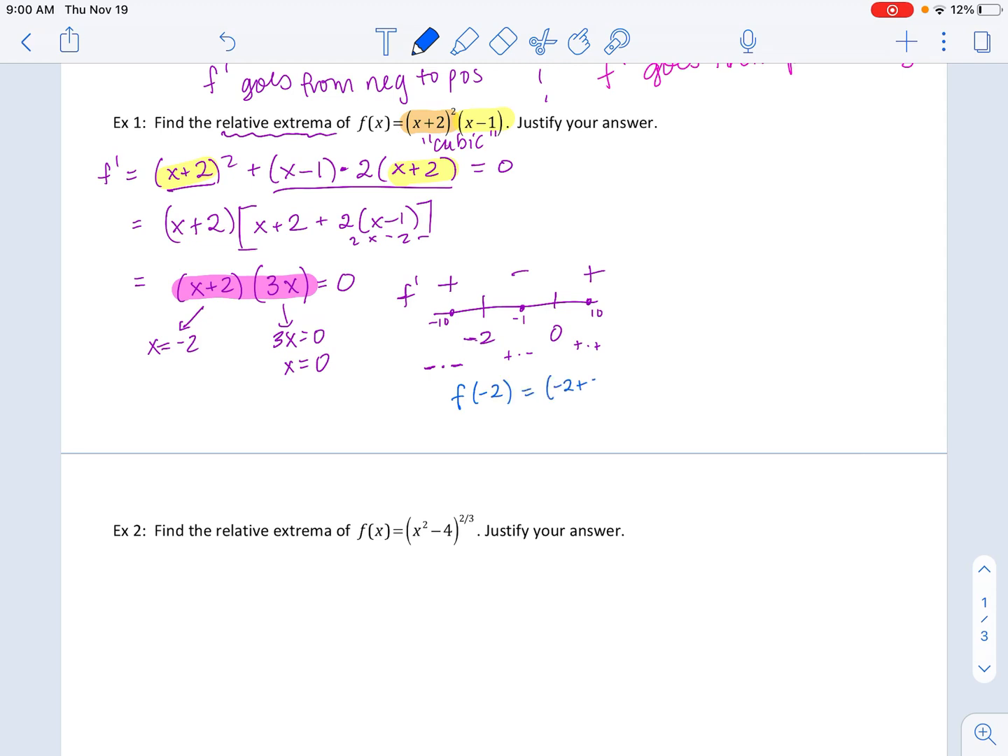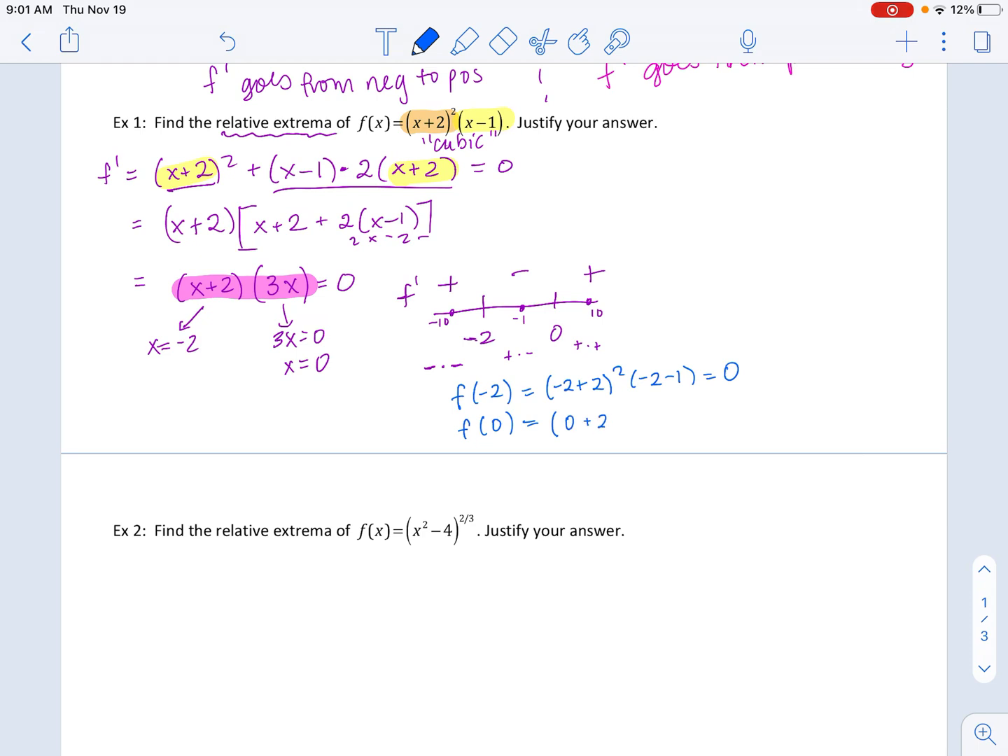I get negative 2 plus 2 squared times negative 2 minus 1, which is basically 0 squared times, I don't care, so that's 0. And then I also have the sign change from minus to plus at 0, so now I'm going to plug in 0. I'm going to have another extrema there.